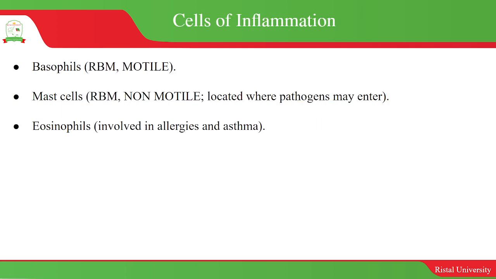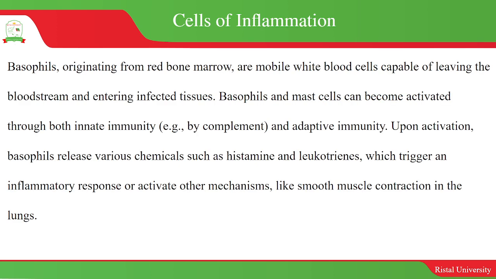So the cells that are involved in inflammation are the basophils, eosinophils, and then the mast cells. The basophils, like we said, are examples of granulocytes. They are produced from the red bone marrow. All white blood cells are produced from the red bone marrow. They are mobile. That means they can be mobilized and go to an area where there is need, for example, in infected tissues. They can also be activated by the complement system.